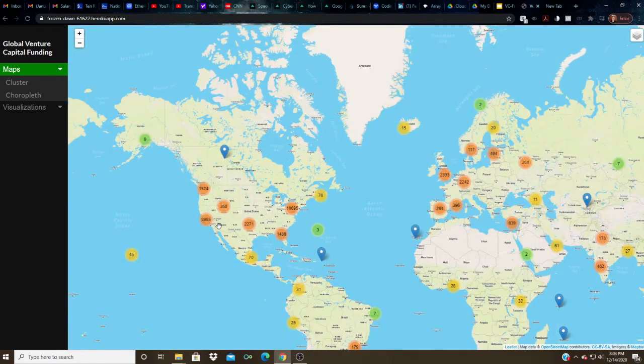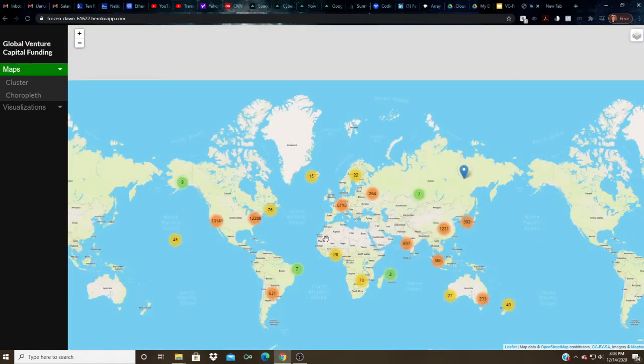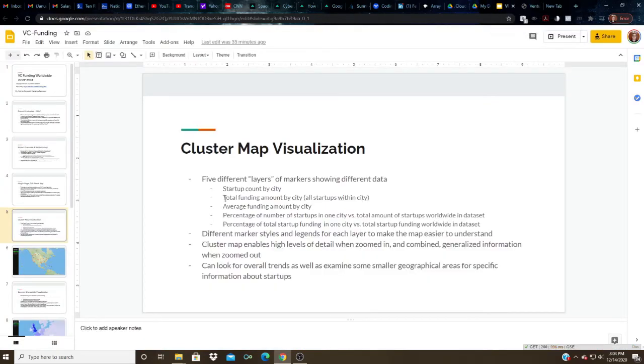It's a lot of information, just number of startups, so this counts pretty high. And then the colors: yellow is anything less than 100 and 10 or more. Green is less than 10, and orange is anything more than about 100. So anyway, back to the presentation, you can look at the startup count by city, and then zoom out and it'll group them together.